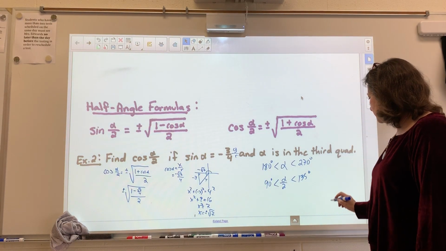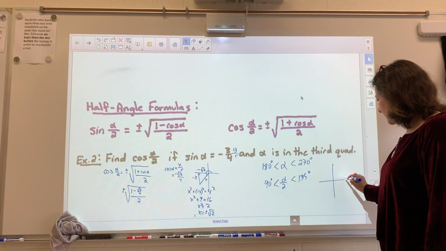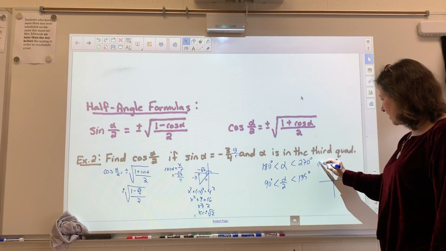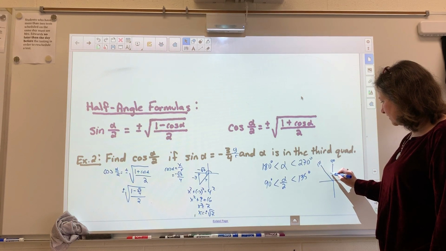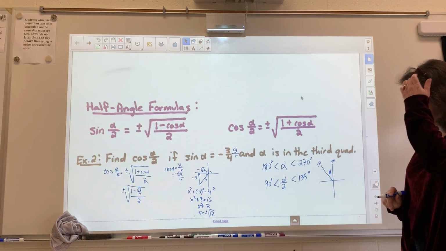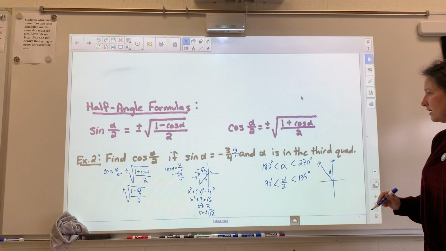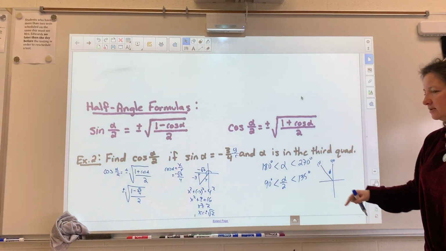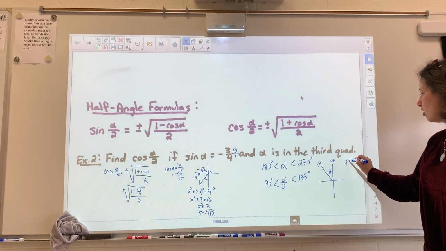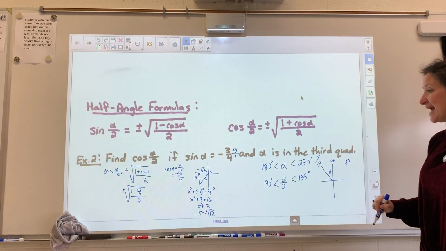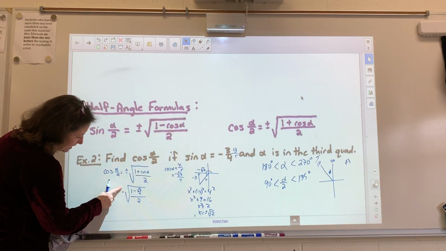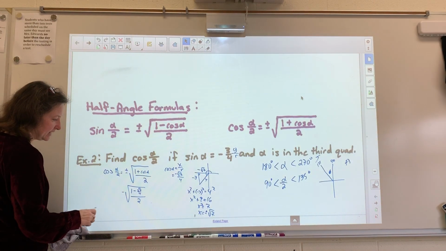135, which means the half angle is between 90 and 135. So this is where I'm located, somewhere in there. Well, what would cosine be in this position? All Students Take Calculus: cosine would be negative. So that means I take away the positive. My answer is going to be negative.